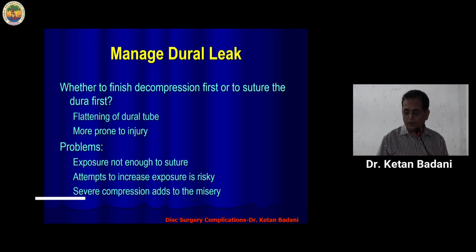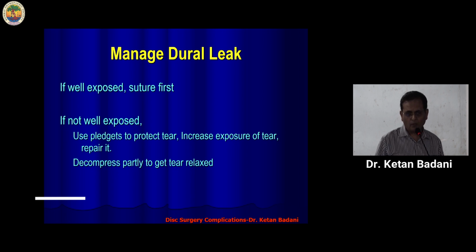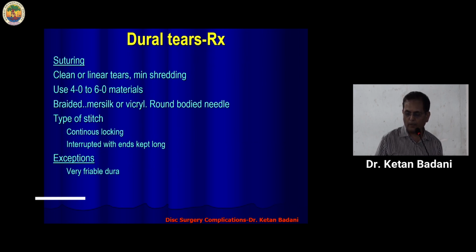Now, whenever you have a dural tear, the dilemma is whether to finish the surgery and then suture the leak, or do it before. When there is a dural tear, there is flattening of the dural tube, which makes it more prone to injury. Often the exposure is not enough, and there is severe compression which causes the nerve fibers to pop out all the time. At the same time, if you want to extend the exposure, it becomes difficult with the dura flowing out and the nerve roots jumping out. So if the tear is well exposed, then I suture it first, but if not, then I take my time and do an adequate decompression in the periphery till I am able to get the approximation of the edges easily. When I can push the roots inside easily, then I would do the repair.